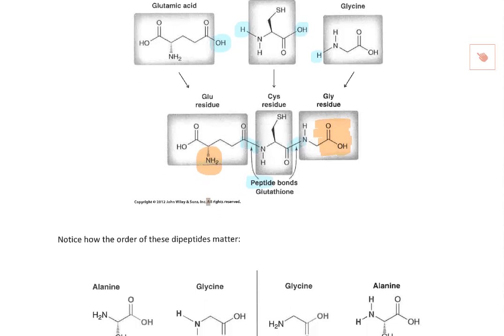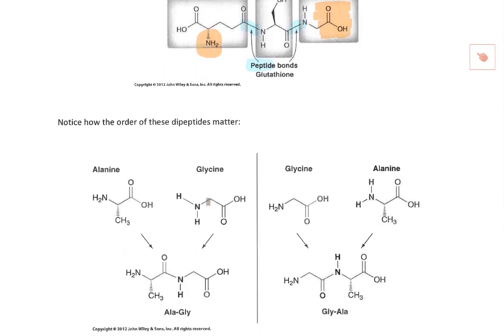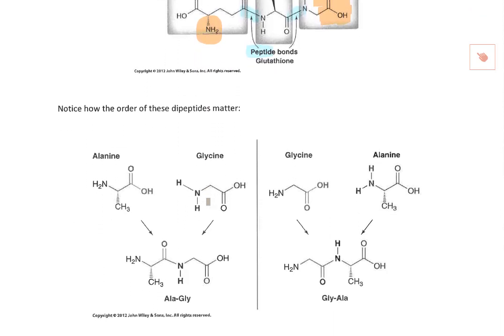So let's look at if order matters. If we're looking at dipeptides, let's look at alanine and glycine. If alanine was the one on the left versus alanine over here being the one on the right, let's see if the order of left versus right ends up creating different molecules.